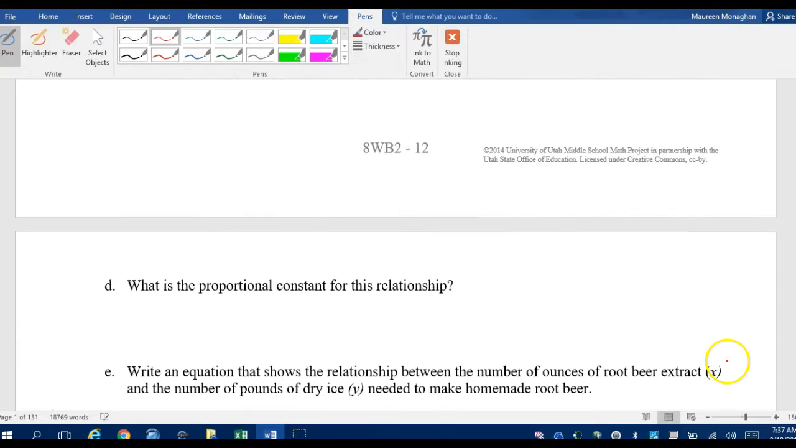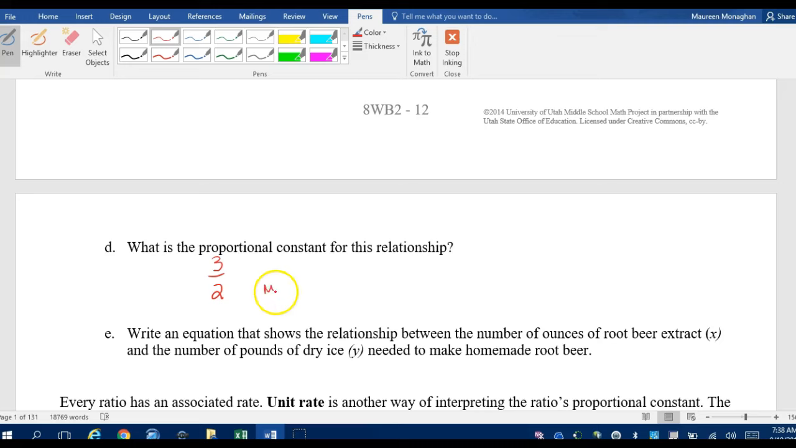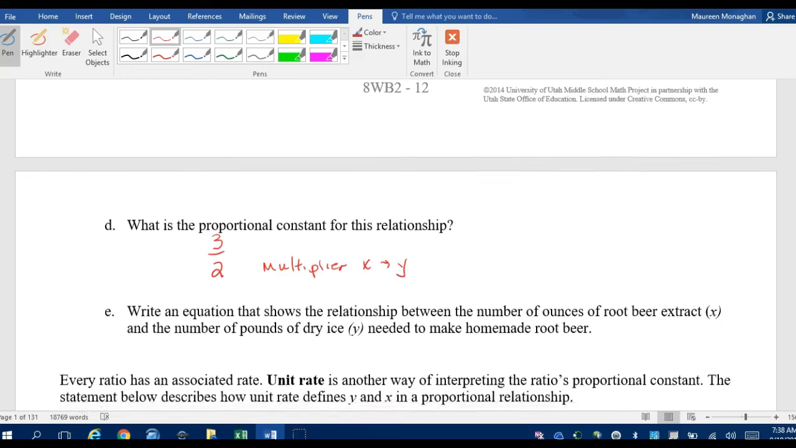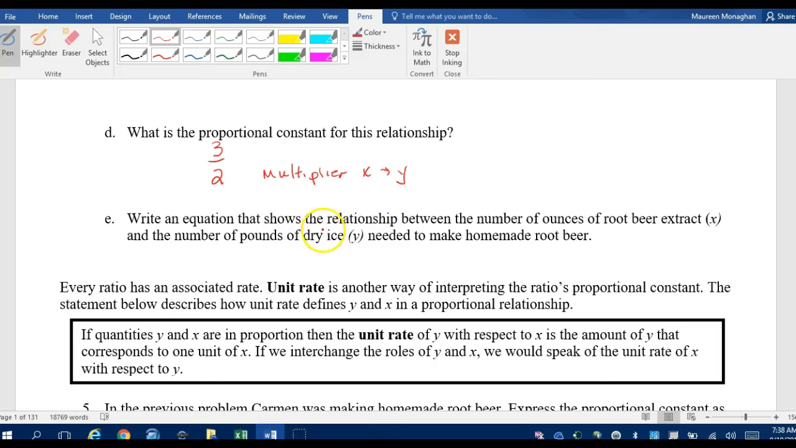What is the proportional constant for this relationship? Well, we decided that that was 3/2. That is our ratio, or our proportional constant, because it was 3 to 2. That's what we multiplied by. I like to use that multiplier from x to y. That's your proportional constant. Write an equation that shows the relationship. From dry ice, that's our y. So what did we do? We took our x and we multiplied by 3/2.